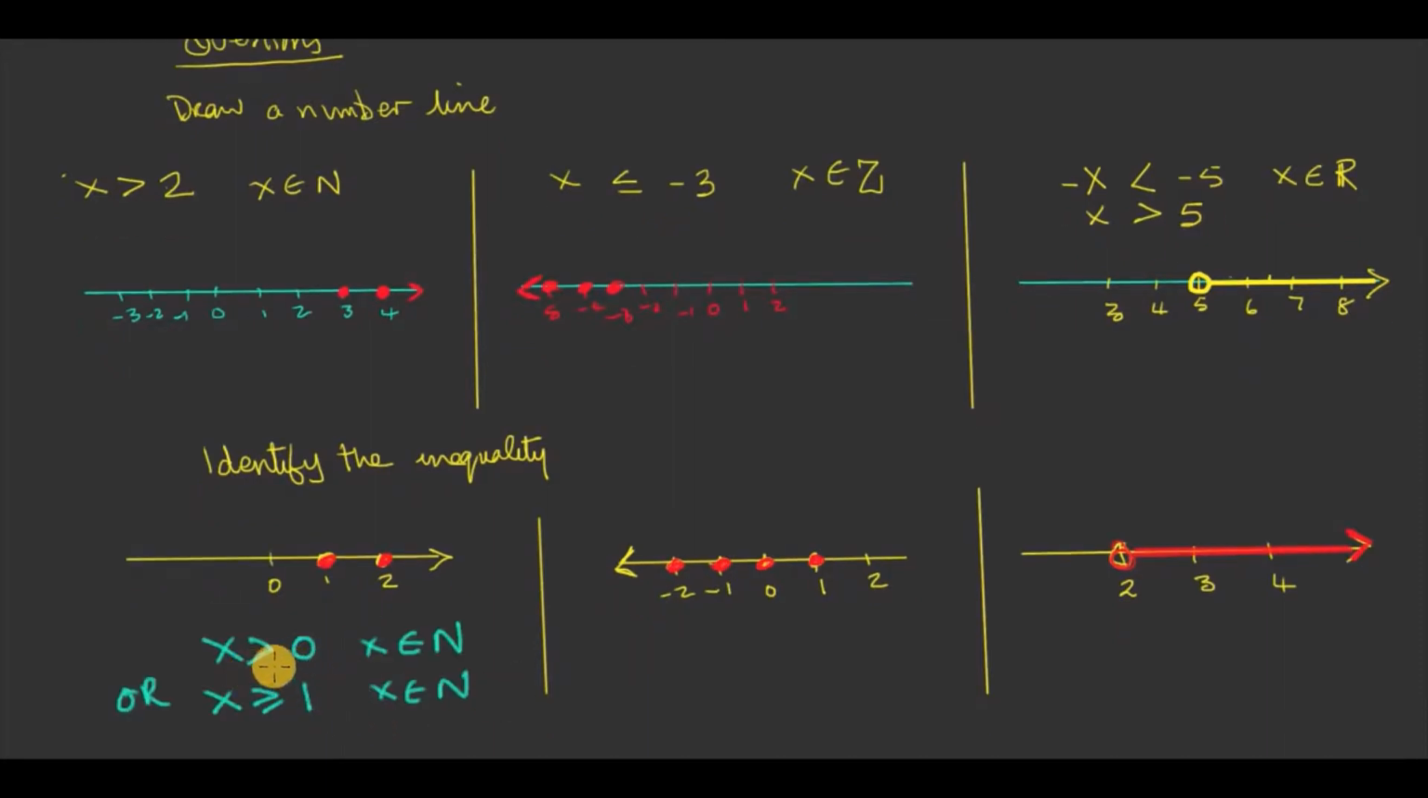Okay, here's the first one. X is greater than 0 and X is an element of the natural numbers. Or you can also go x is greater than or equal to 1 and x is an element of the natural numbers. Okay, I'll do the others now.